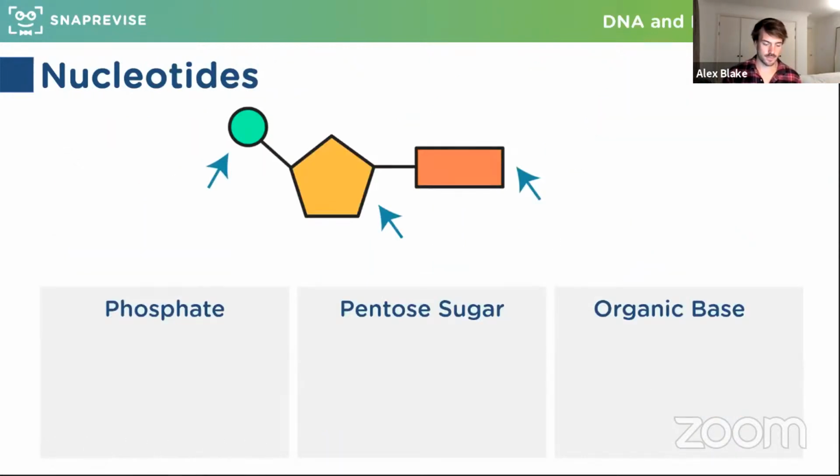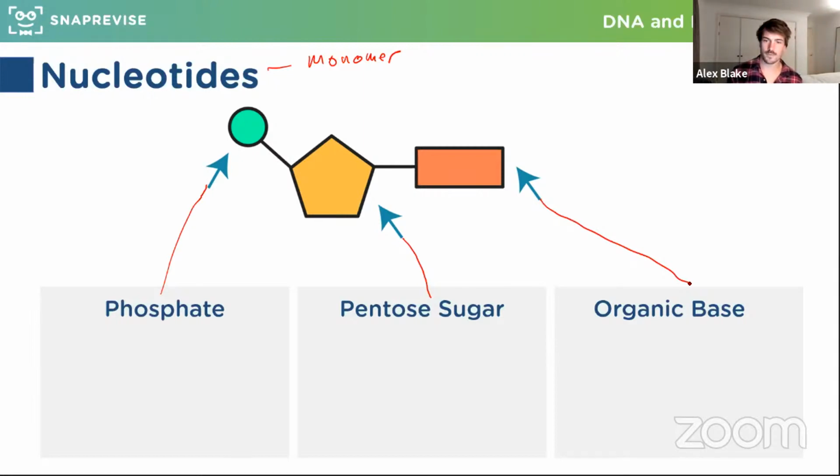So let's look more closely at a nucleotide, aka the monomer of nucleic acids. Nucleotides all have a common structure. They're made up of three things. We've got our phosphate, and I'm just going to connect the arrows rather than writing them out again. We've got our pentose sugar, and we've got our organic base.